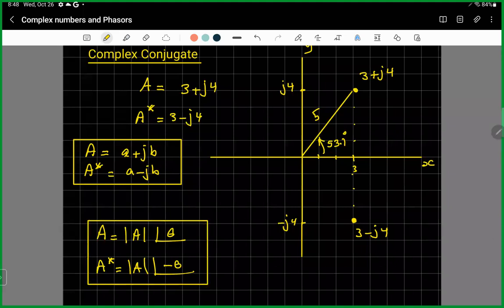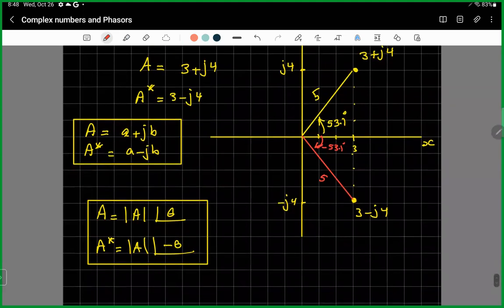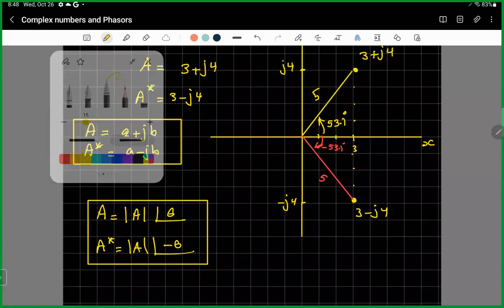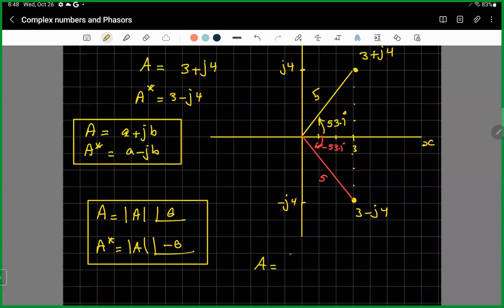Why? Well, look at the graph. I like graph representation. If you connect this line here, you'll find the magnitude is the same, it's 5, but the angle now is negative, right? You are moving in the clockwise direction, so it is negative. So in this representation, if you say that A is equal to magnitude 5 in angle 53.1, the conjugate will be equal 5 and the angle negative 53.1. That is a conjugate, right? So now I showed you how to represent it.